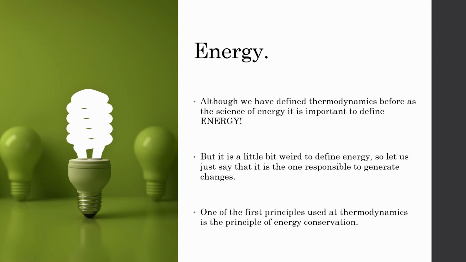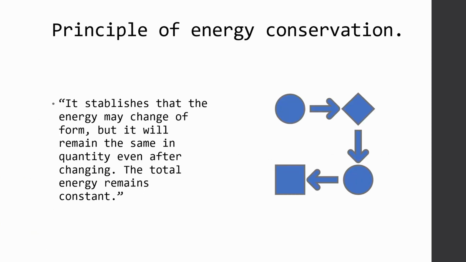One of the first principles used in thermodynamics is the principle of energy conservation. I am very sure that all of you know it, and it establishes that energy may change form, but it will remain the same in quantity even after changing. So the total energy remains constant. If energy was in one state and changed to another, we can get it back to the first state or change it to another one, but the energy will not disappear. It will only transform. Maybe it will transform into heat or into calories or something else.